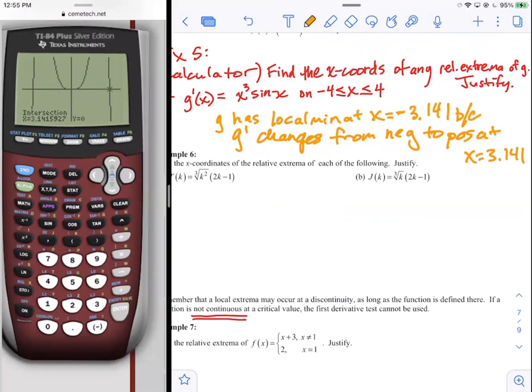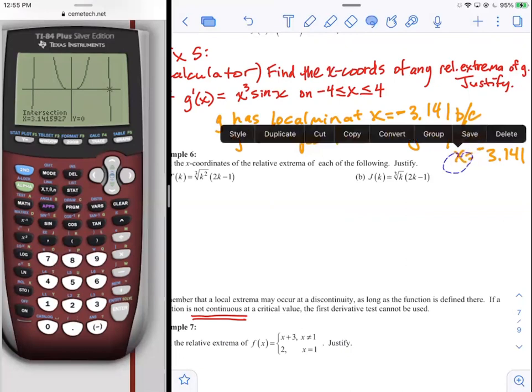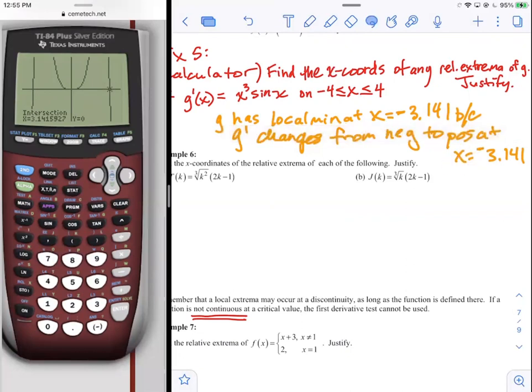Yeah, my bad. And now by symmetry, we could do the other one, right? By symmetry, we know that G has a local max at x equals positive 3.14 because G prime changes from positive to negative at x equals 3. This has to be negative as well. Thank you. You have to change both of them here. So I'm not going to write the other one, but there it is. And if we had to say something about every critical value, Ethan, what would we say about 0?